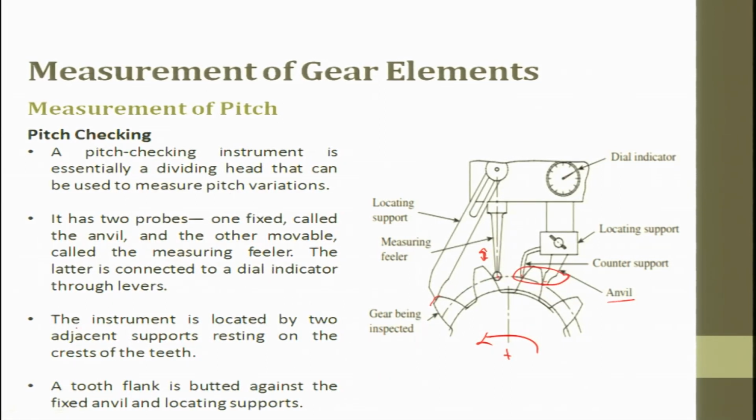reads the reading. The instrument is located by two adjacent supports resting on the crest of the teeth. The two flanks are butted against the fixed anvil and the locating support. So, it is one locating support. So, one is fixed and the other one is moving.